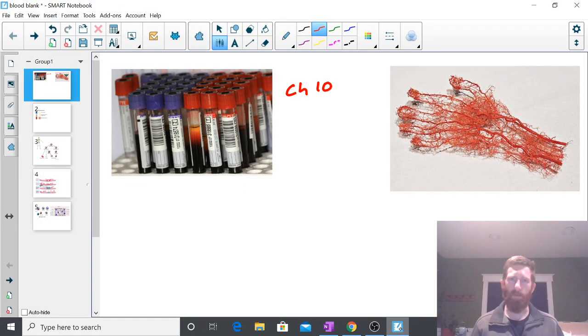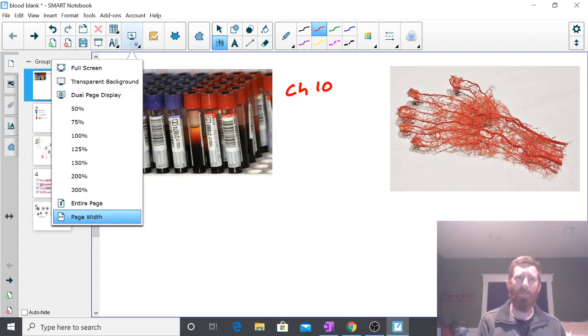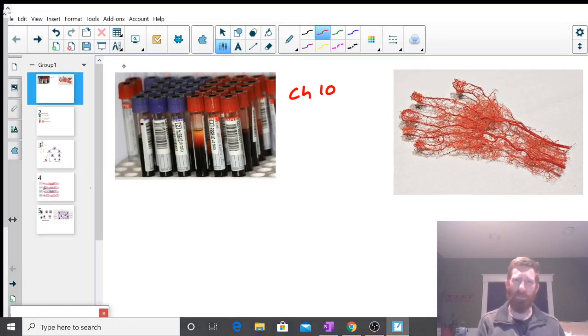I'll pull up my notes real quick. What color should I use? Red. Okay, perfect. I already had one false start for this chapter, so we'll just leave that.